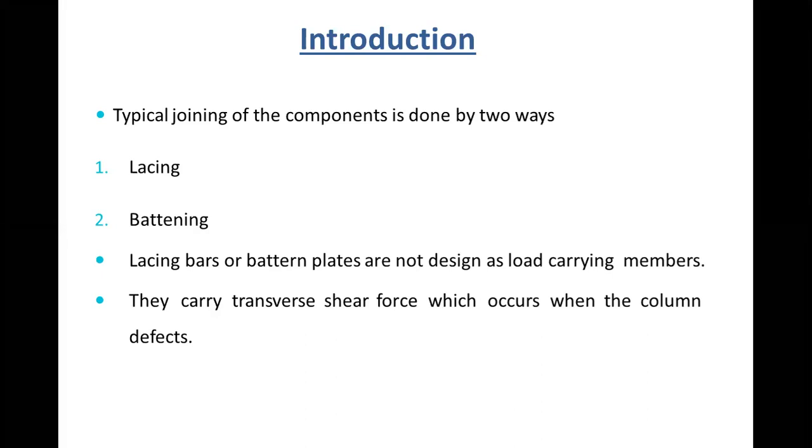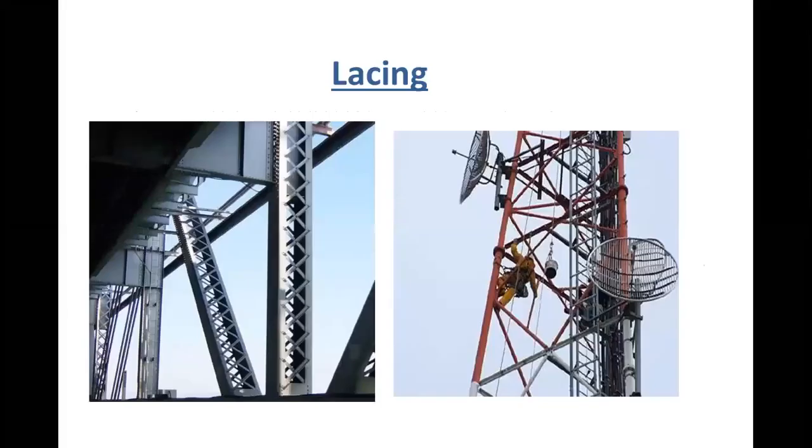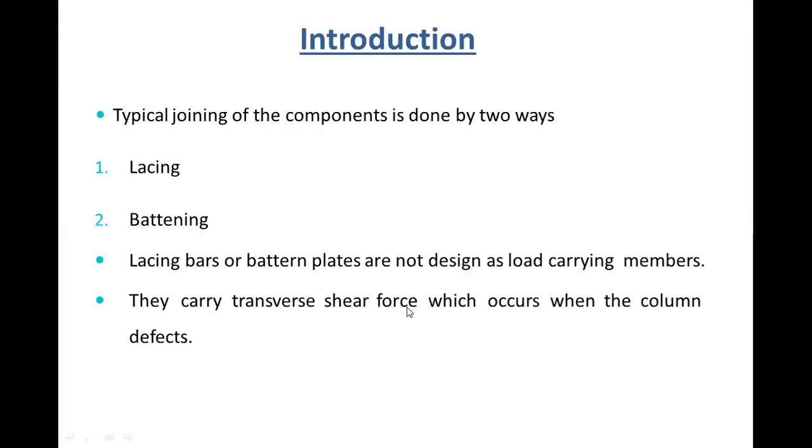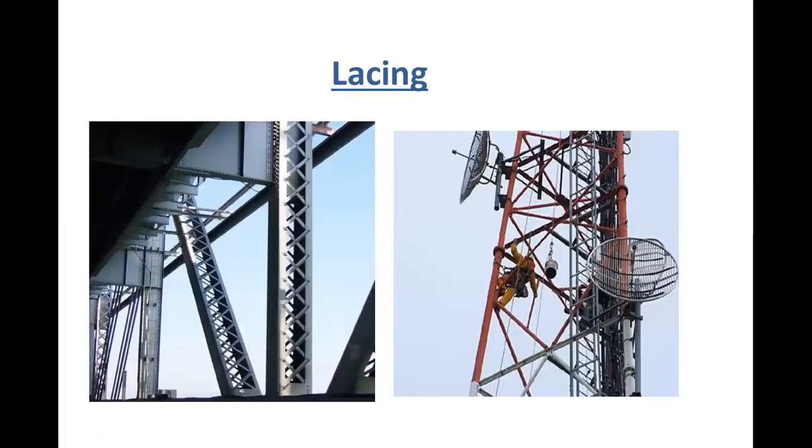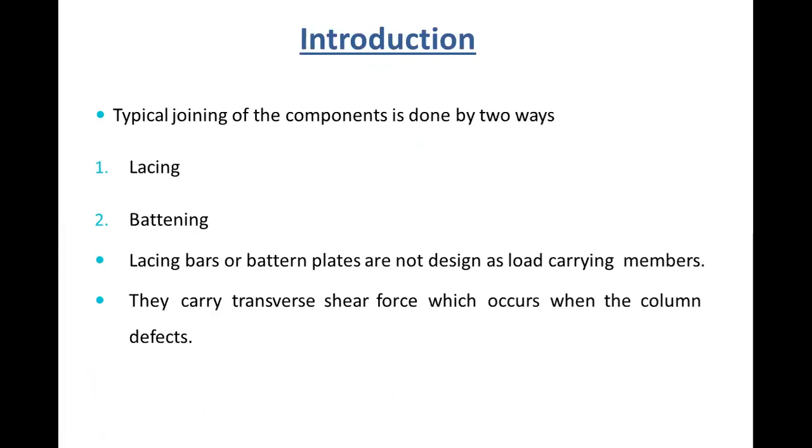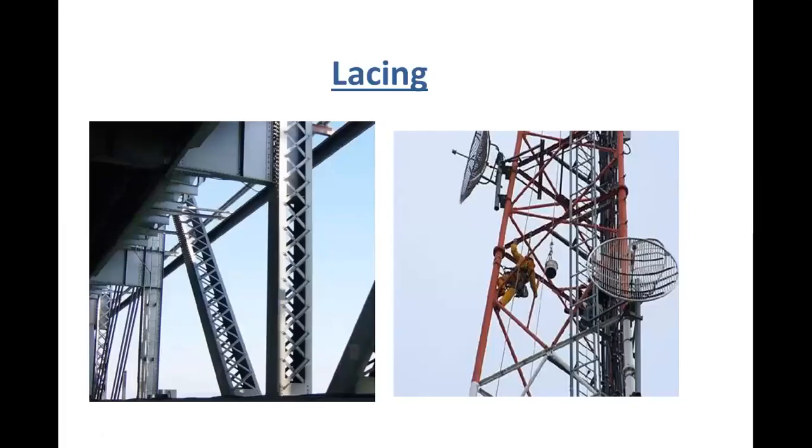So lacing bars or metal plates are not designed as load carrying members. They carry only transverse shear forces which occur when the column deflects, right? In this figure, this cross provided is the lacing. Lacing and battening are not designed for load carrying capacity but act as support members, which transfer the shear force that occurs when the column deflects. So it prevents deflections in a column.